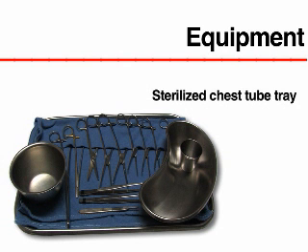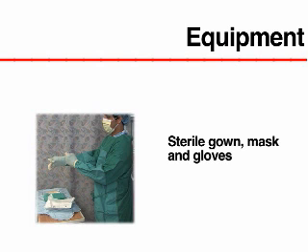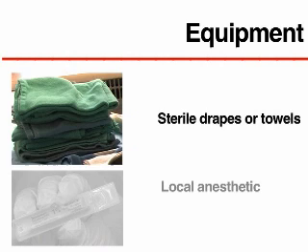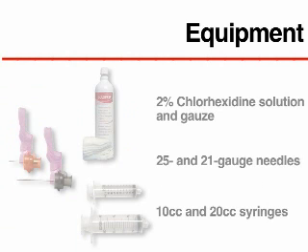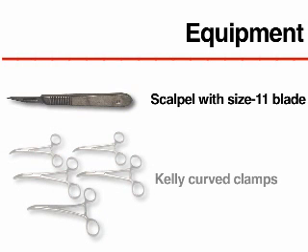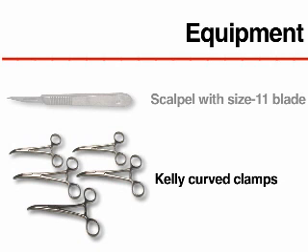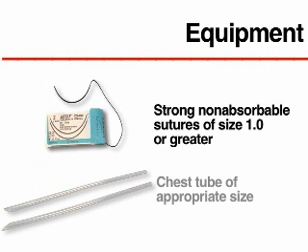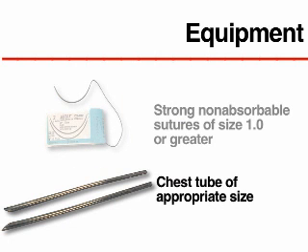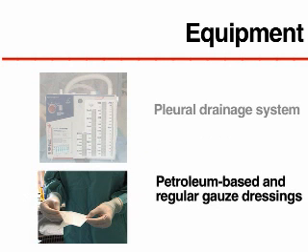Sterilized and fully prepared chest tube trays are often available in the hospital. The key materials required in addition are a sterile gown, mask, and gloves, sterile drapes or towels, local anesthetics such as 1% lidocaine, chlorhexidine cleaning solution and sterile pieces of gauze, 25 and 21 gauge needles, 10 cc and 20 cc syringes, a scalpel with size 11 blade, which should be on the chest tube tray, at least 4 or 5 dissecting instruments, such as Kelly curved clamps or artery forceps, which should also be found on the chest tube tray, non-absorbable strong sutures of size 1.0 or greater made of silk or nylon, a chest tube of appropriate size, a sterile drainage system, and dressings for the tube after insertion.